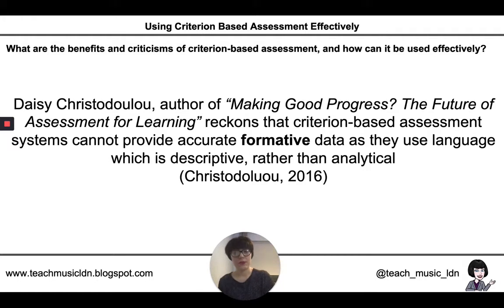So this is where we go back to musically. That is a descriptor. It's not something that you can define well enough to use for accurate data. But I would agree with her. I would agree that this criteria is too wide to be useful as formative assessment. But I would also argue that formative assessment doesn't exist to provide data. Summative assessment is to provide data. Formative assessment is to provide feedback and to move a student forward.